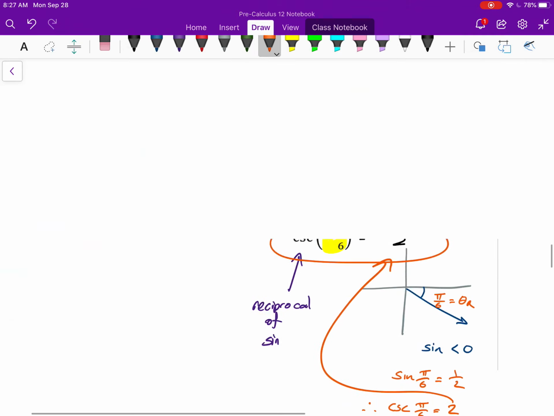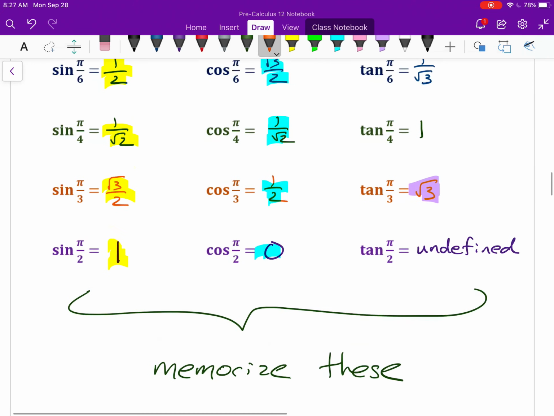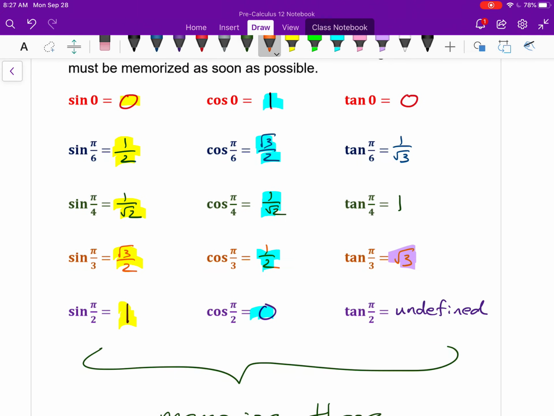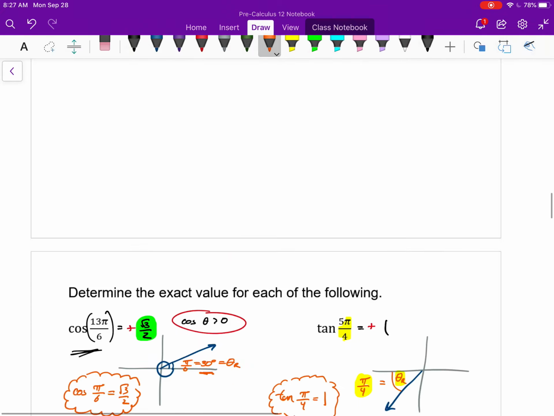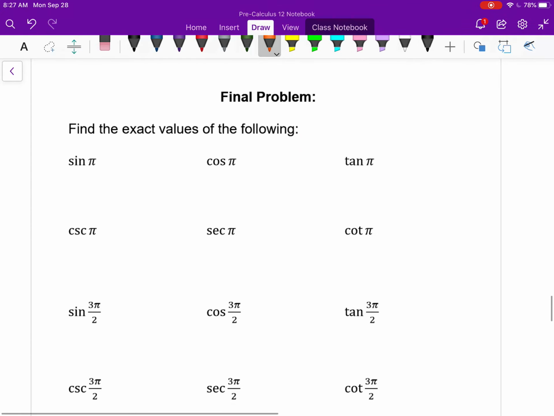If you have these things memorized right here, and truly memorized, which means almost instant recall, then everything we're doing here gets so much easier. If you don't have those memorized, this gets so much harder.